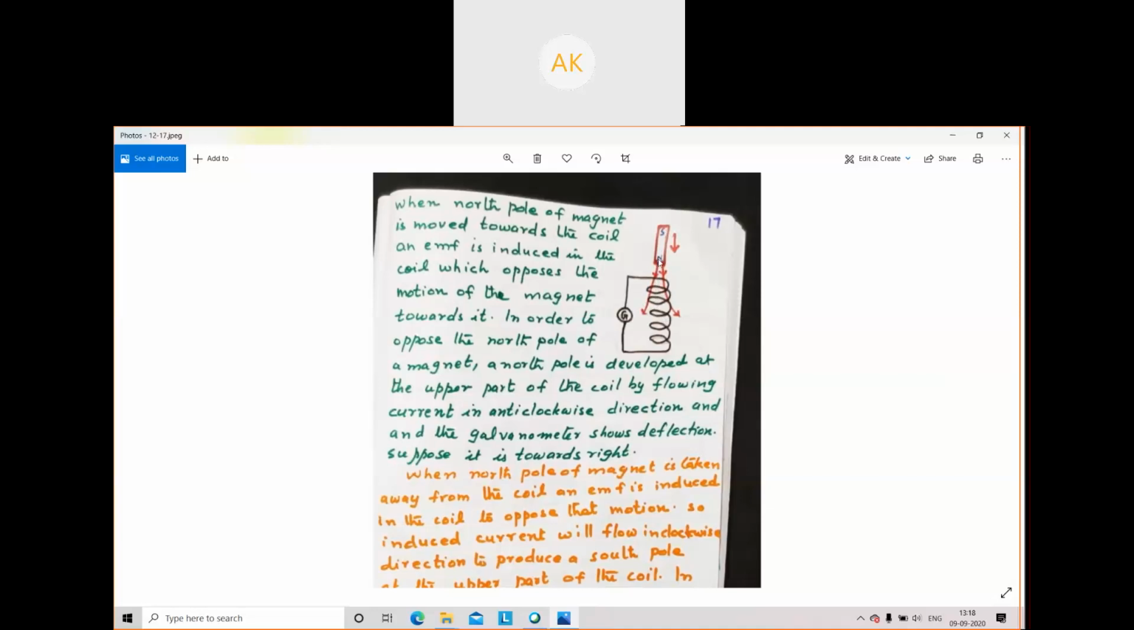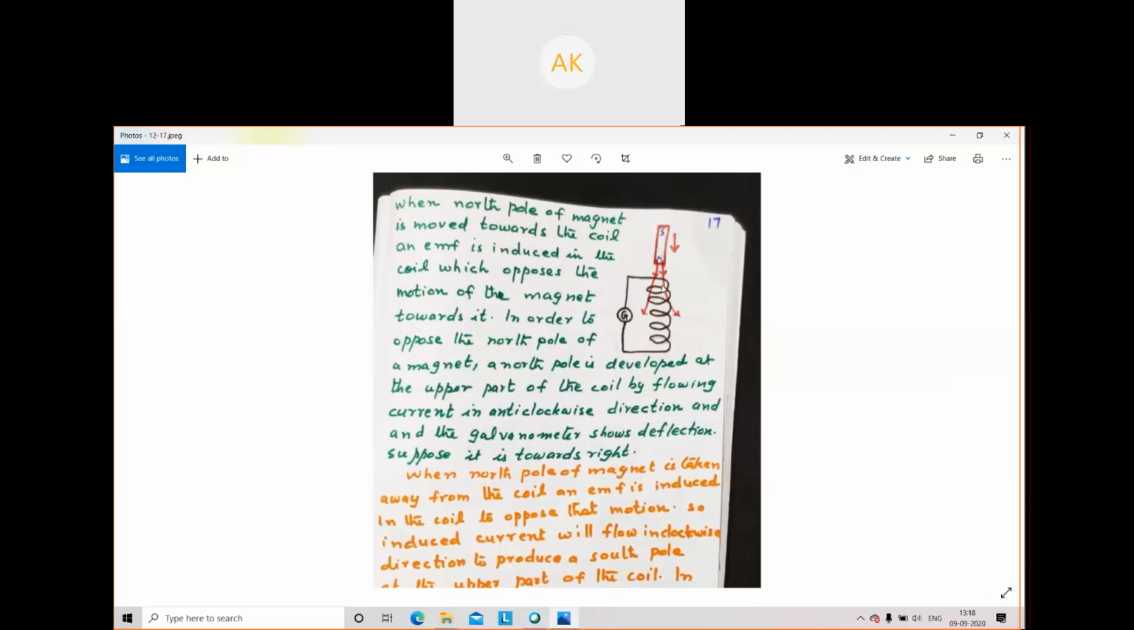Here, when the magnet is moved towards the coil, the flux, meaning the field lines passing normal to this area, the magnetic flux linked with the coil is increasing. When the magnet is moved towards the coil, the flux linked with the coil increases. When the magnet is taken away from the coil, the flux linked with the coil decreases. So first we are discussing the motion of the north pole of the magnet towards the coil. When it is moved towards the coil, the flux linked with the coil increases.